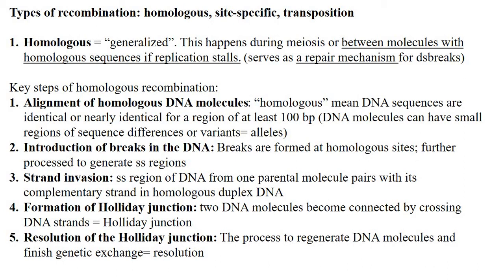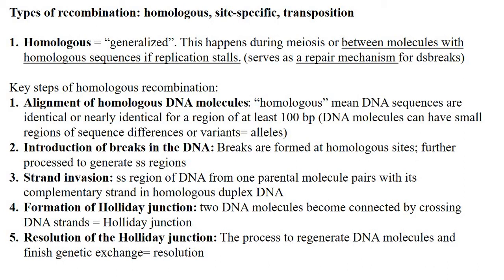Homologous recombination is also called generalized recombination. This happens during meiosis, which is more of a generalized, simple recombination. It can also happen between molecules of homologous sequence if replication stalls, as a repair mechanism when there is a double-stranded break, which is what we talked about when we were discussing double-stranded DNA break.